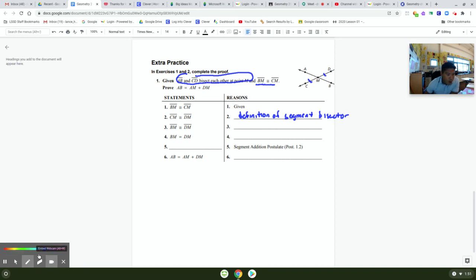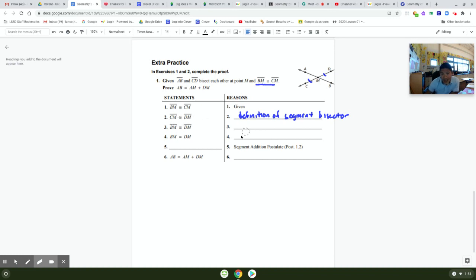And then for the next statement, segment BM is congruent to segment DM. Kind of like the last example as well, you always have to look at previous statements. You might need to look at statements ahead as well, especially if they're already given. But segment BM, that's right here, is congruent to segment DM. So it's given that segment BM is congruent to segment CM. Segment CM is congruent to segment DM.